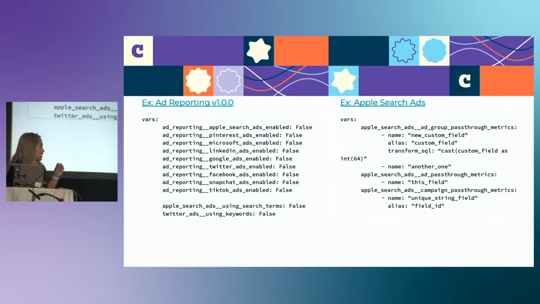So this is an example of what those variables look like. The ones on the left are pretty self-explanatory, but the one on the right is our newly upgraded pass-through column logic. So if you've seen any of our packages previously, some of them do have pass-through column logic available, but now with this new logic, you're able to also pass in an alias for your pass-through field, as well as a transformation SQL on them.